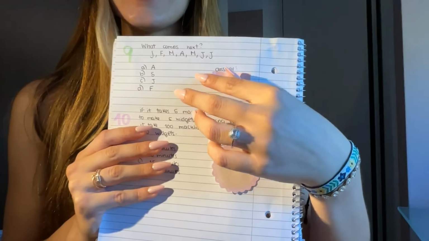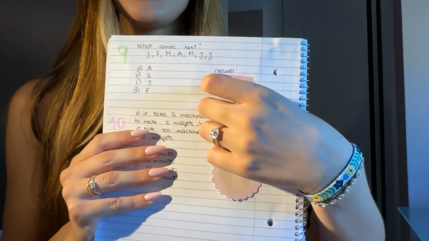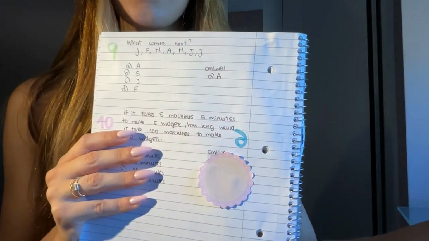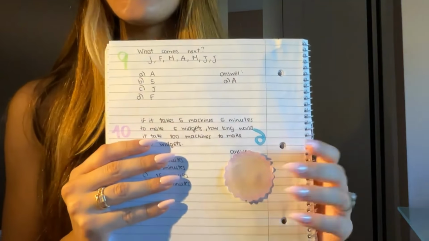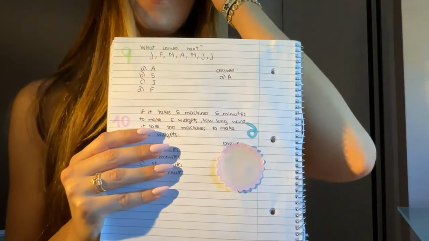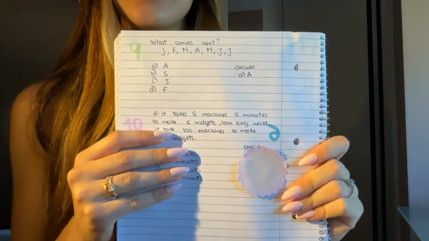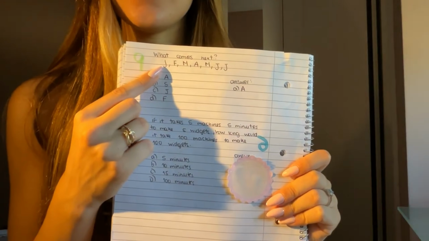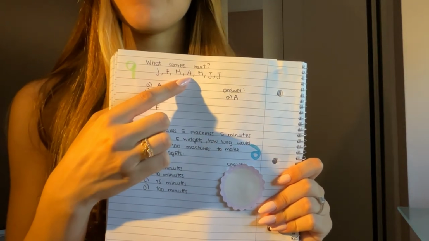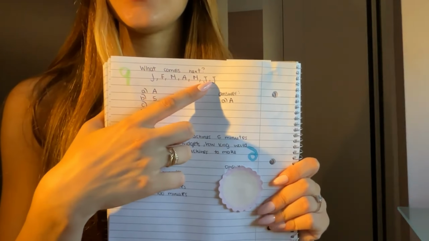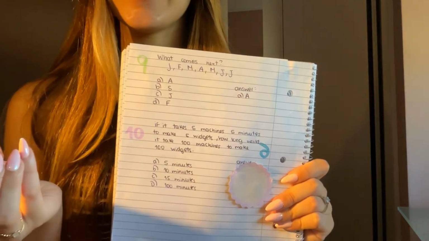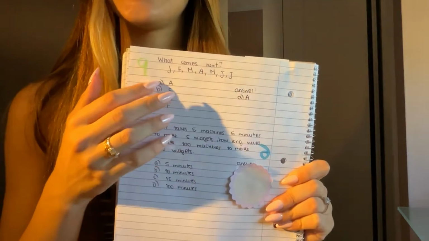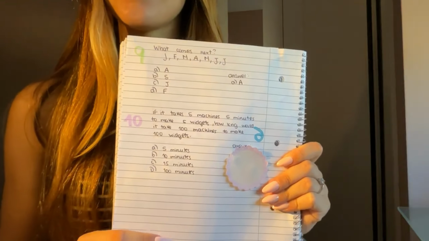Alright, so the correct answer for question number 9 is option A, the letter A. So the way the sequence works is based on the months of the year. So you have J for January, then February, March, April, May, June, July, and then after it should come August, so the letter A. Good job, did you get this one right?